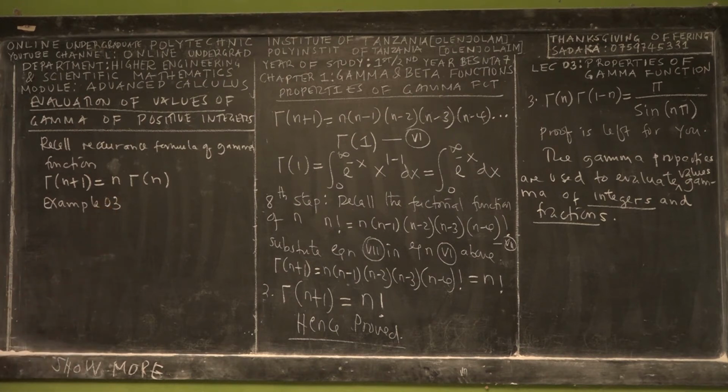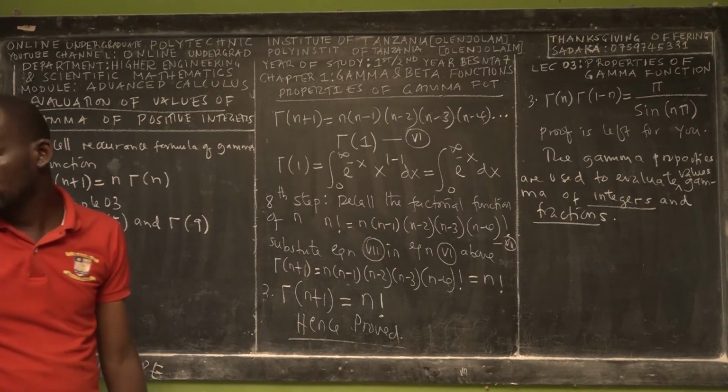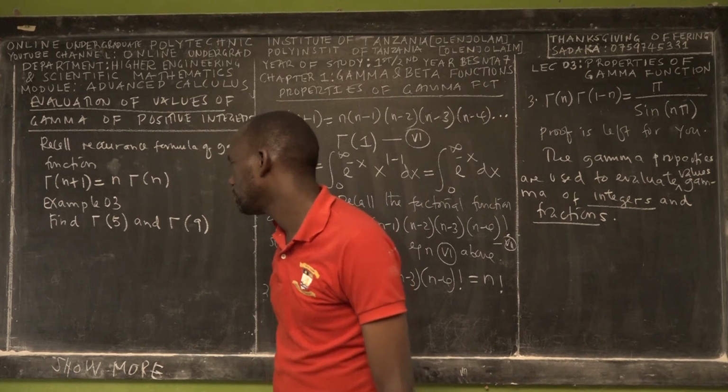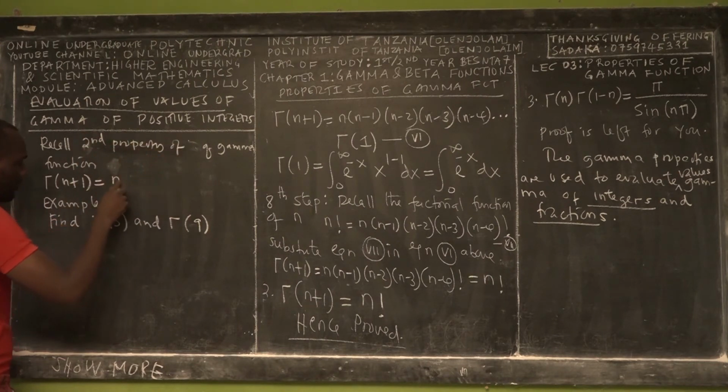So now we can deal with example 3. Find gamma of 5 and gamma of 9. That is a simple question like that, then we deal with the kind of challenging ones. So you have to recall the second property, not the recurrence property. Recall the second property of the gamma function.